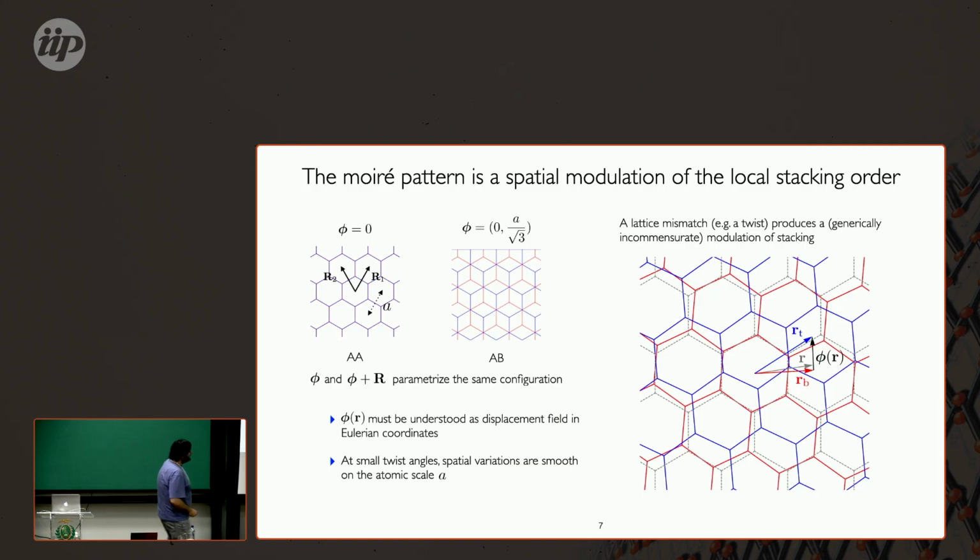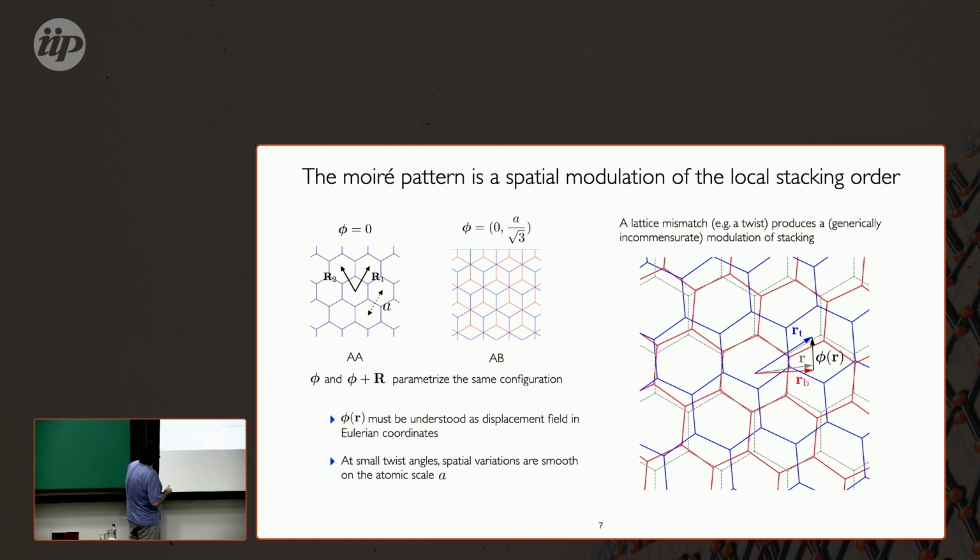Okay, so how do we model the system? I like to talk in terms of this stacking field. This is a vector object that is going to appear in most of the equations I'm going to show. It's just a way to parameterize different stacking configurations. The idea is that you start from perfect overlap of the two, in this case, graphene layers, so AA stacking. By sliding one layer with respect to the other, you can generate all kinds of stackings, right? So this is a way to parameterize stacking.